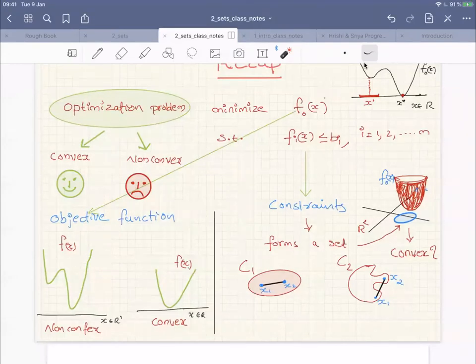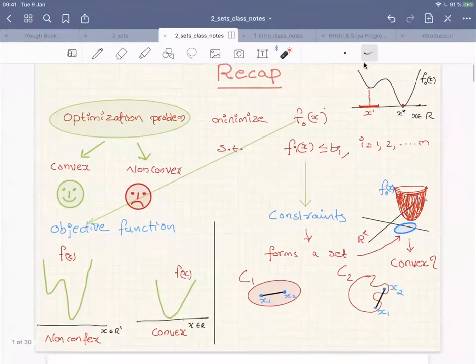In the last class, we also saw that an optimization problem is convex if the objective function is convex and the constraint set is convex. What does that mean? We roughly saw that if the function has a shape like this, it is not convex, and if the function is something like this, it is convex. This is a very informal way of telling this, but we will see in detail how to formally identify whether a function is convex or not.